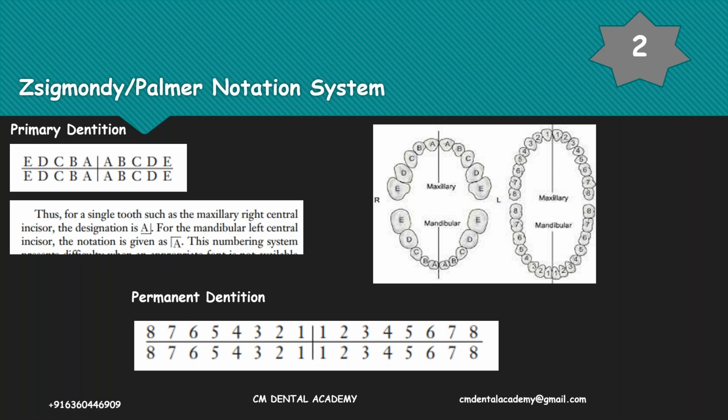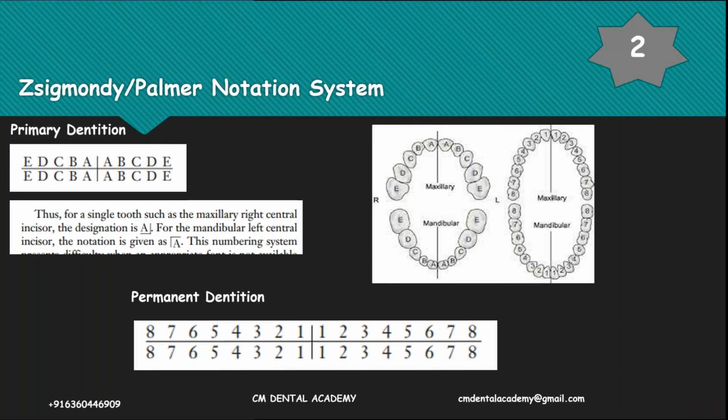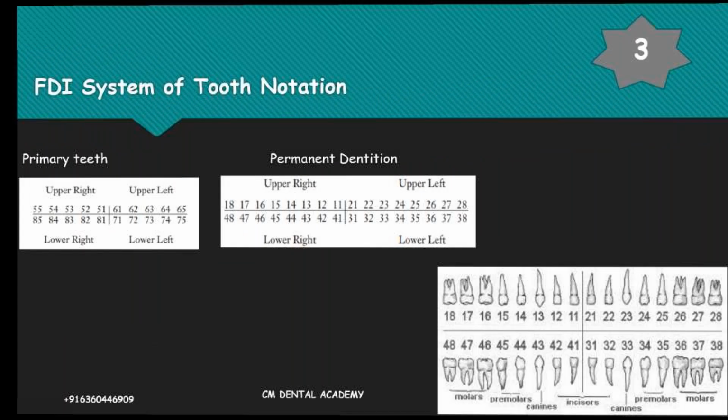Same for the permanent dentition. Instead of letters, here numbers are being used. The dental arches are divided into four quadrants. From central incisors to third molars, numbers have been assigned as 1 to 8, and the same system of notation is written for this also, if you're referring to the upper jaw and the lower jaw.